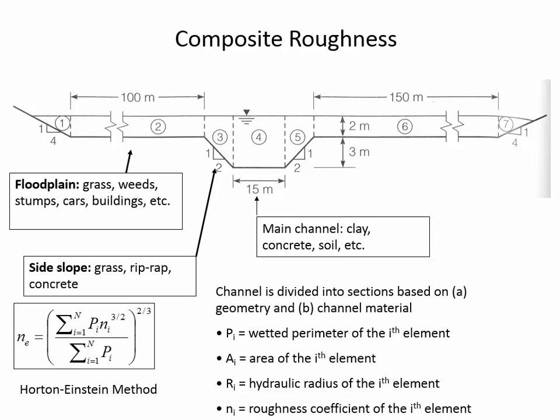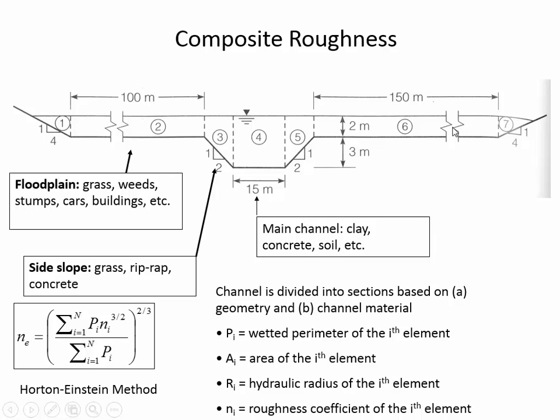And so in the Horton-Einstein method, what you would do is take the length of each of these segments. You'd find the distance from the water surface along this side edge here, find the length of that and multiply it by the n value, and then add it to this length multiplied by the n value and this length multiplied by the n value. That's what is here in the numerator, and in each case you are taking the n value to the 3/2 power, as is indicated here. And then in the denominator, you're adding up all of the wetted perimeters, and it's just a way of coming up with a weighted average of the n value.